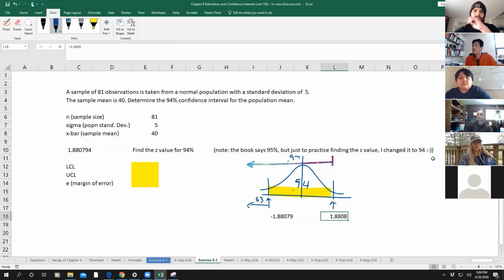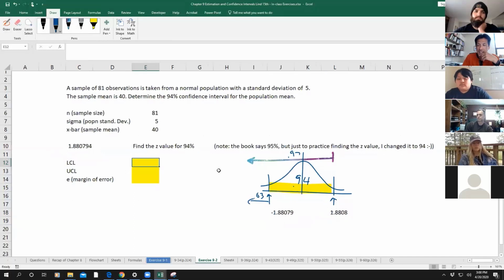Okay, so that's good. Now, let's compute the lower control limit. So the formula that we will be using is this.